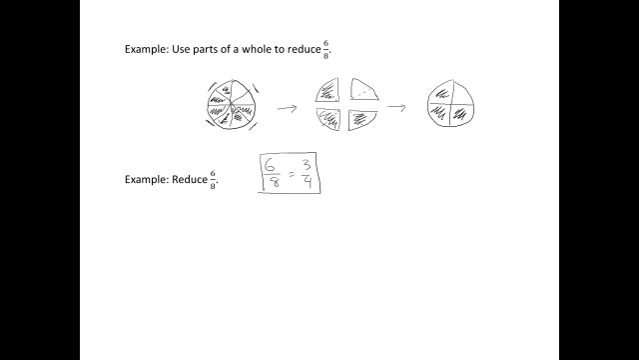Example, reduce 6/8. Now we're going to do the same thing this time except algebraically. 6/8 equals. Now the key to doing these problems algebraically is to find the greatest common factor of the numerator and the denominator. In this case, that's 2. So then we factor both of these numbers using 2. 2 times 3 is 6 over 2 times 4, which is 8. So 2 times 3 over 2 times 4. And what we do is we cancel the 2's.